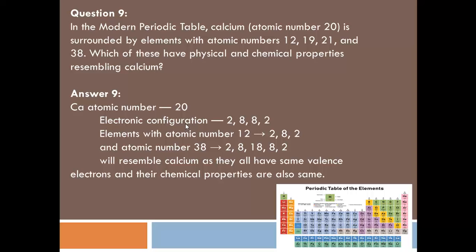Calcium's atomic number is 20, therefore the electronic configuration is 2,8,8,2. And we have to write the other electronic configurations also. For example, atomic number 12 will be 2,8,2. 19 will be 2,8,8,1, 21 will be 2,8,8,3 and 38 will be 2,8,18,8,2. Therefore, the atoms having 2 outermost shell electrons are those with atomic number 12 and atomic number 38. Therefore, they resemble all the properties of calcium.